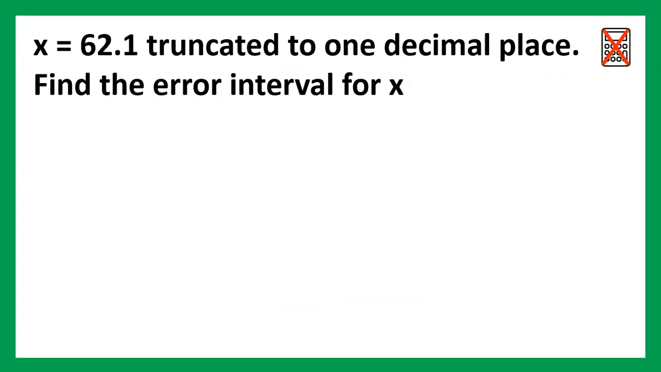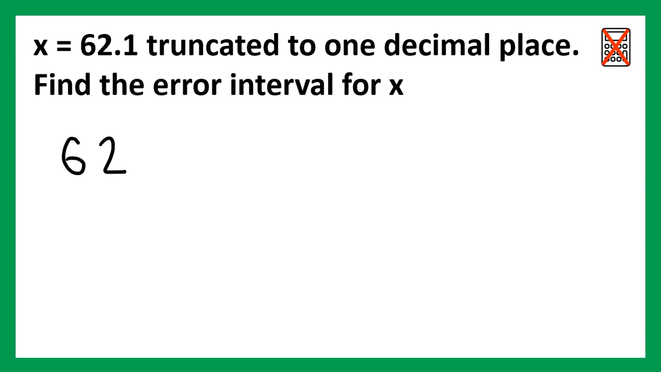On to the advanced question, one of the trickiest questions that you're likely to find on this topic. x equals 62.1, truncated to 1 decimal place. Find the error interval for x. Truncation is a method of approximating a number by shortening it to a specified number of decimal places or significant figures without rounding. It involves simply cutting off or ignoring the digits beyond the required level of precision.